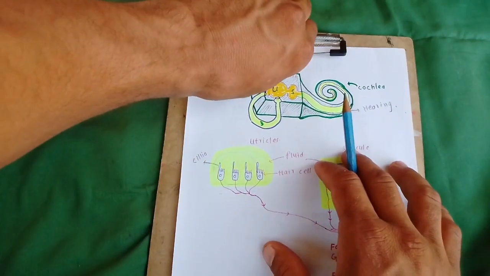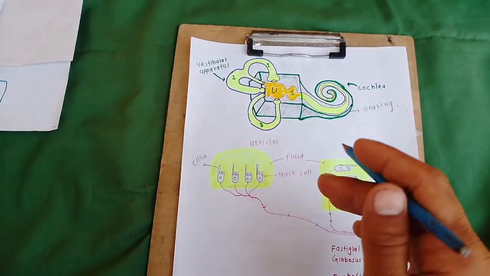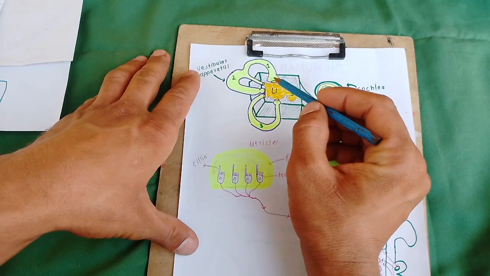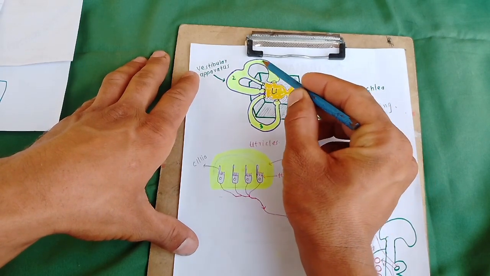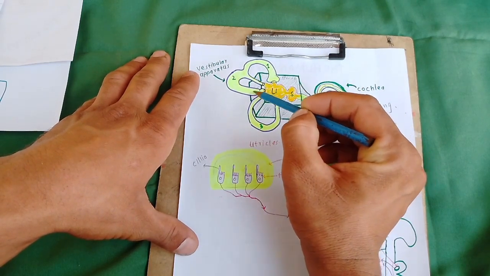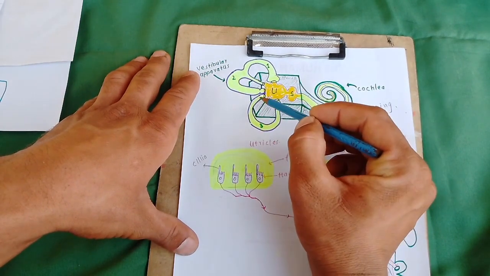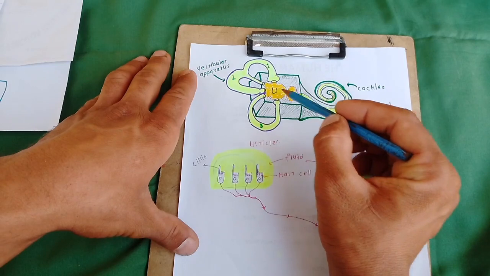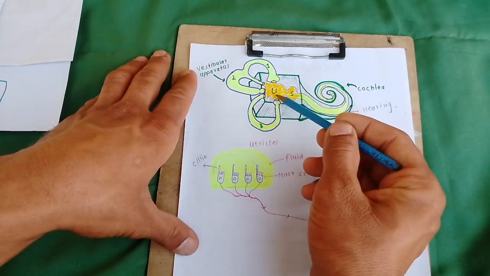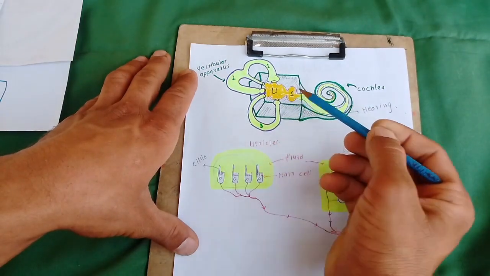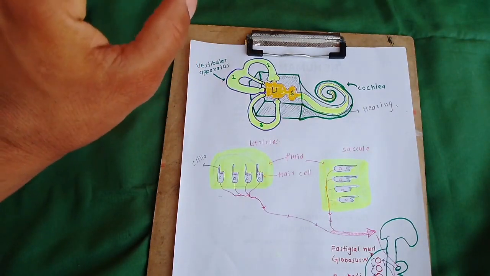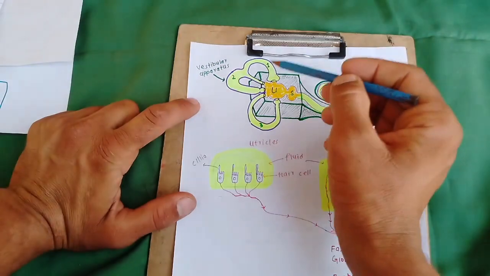Okay, so how it works is, we know that the vestibular apparatus consists of three semicircular canals. This is one semicircular canal. This one is another semicircular canal. This is the third semicircular canal, and it also consists of the utricle. This is the utricle, and this is the saccule. So these parts regulate the equilibrium of the body.